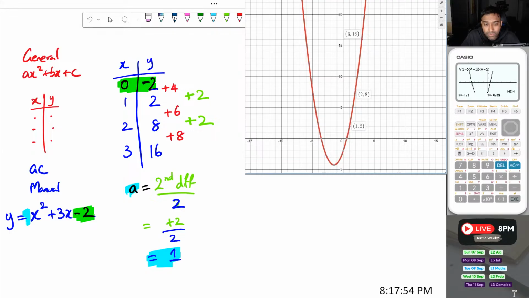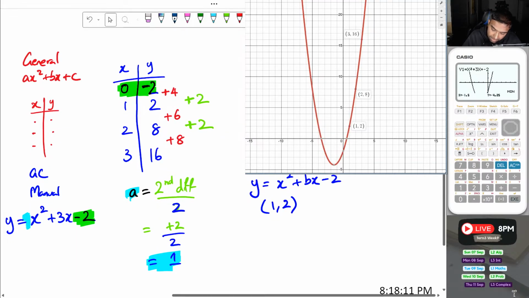Now the last bit that we need to figure out is how to get the 3, but we have the equation so far. So we've got y equals x squared plus bx minus 2. So here's where we substitute one of the points. I'm going to take 1, 2, and I'm going to substitute it in here.